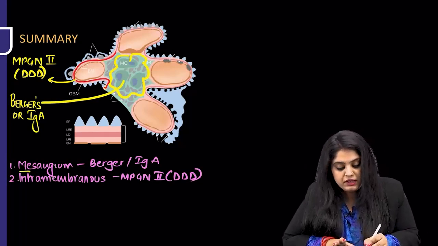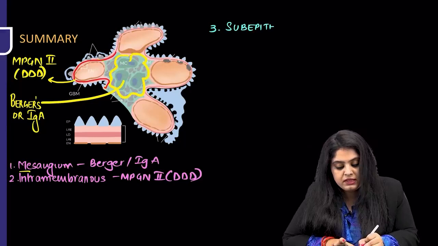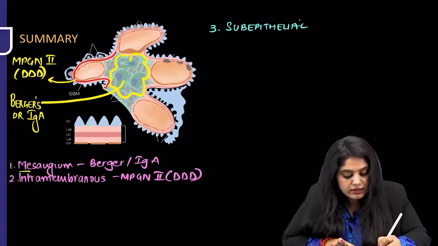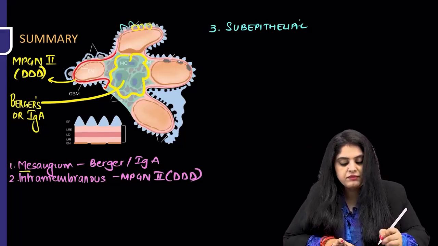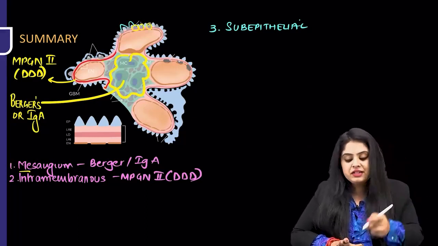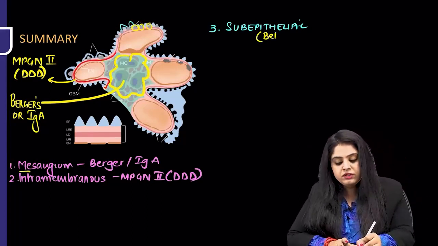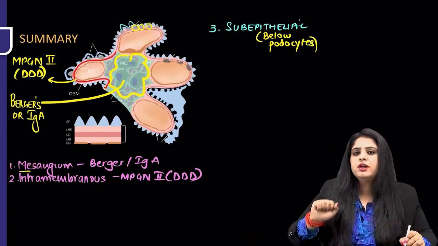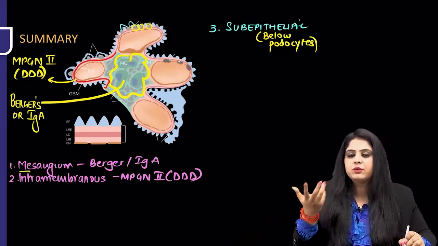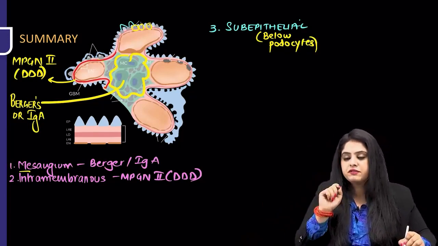The confusing one is going to be subepithelial. The subepithelial is what? Subepithelial matlab below the podocytes. So look at this. If these are the podocytes, I can see someone sitting below it. So you know how I have learnt it? Subepithelial means below the feet, below the podocytes. So now tell me, whose feet do you touch? You touch elders ka feet, hai na? That is what we have been taught. Touch elders, touch the feet of elder people.